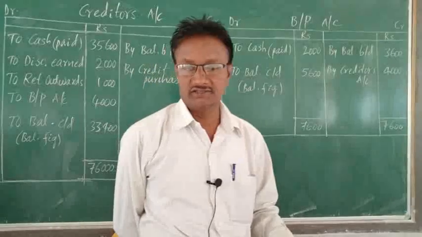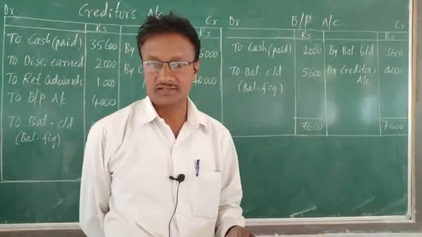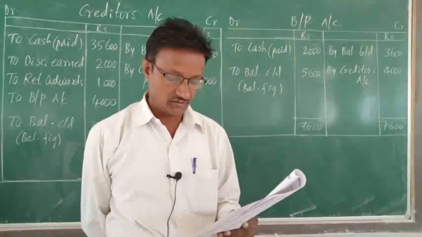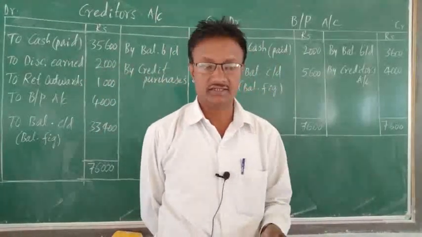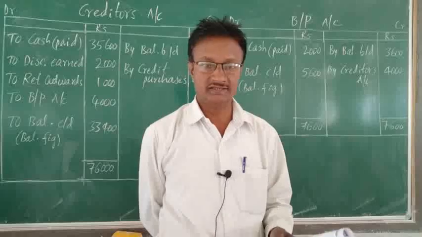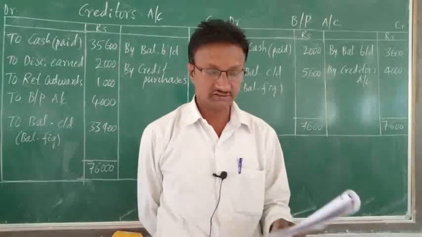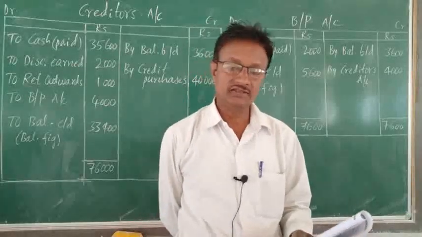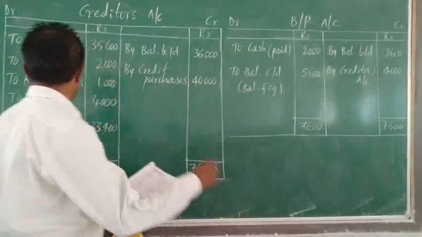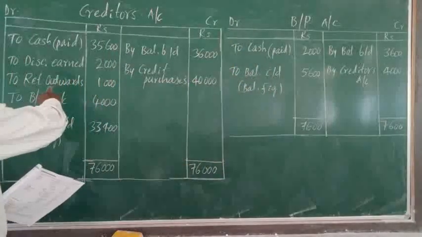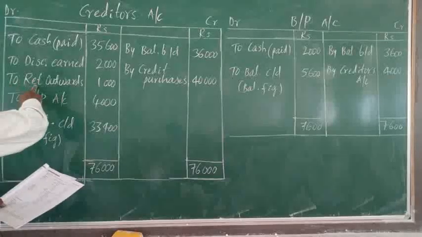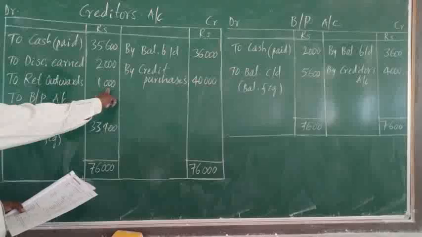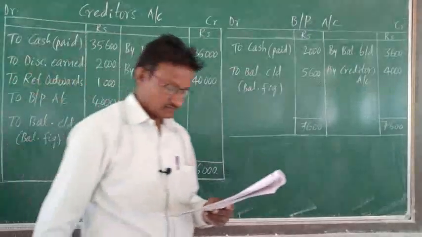Next transaction related to creditors is returns outwards. That is purchases returns. Returns outwards means purchases returns and the amount is 1,000. So enter this transaction on the debit side, to returns outwards or purchases returns 1,000.